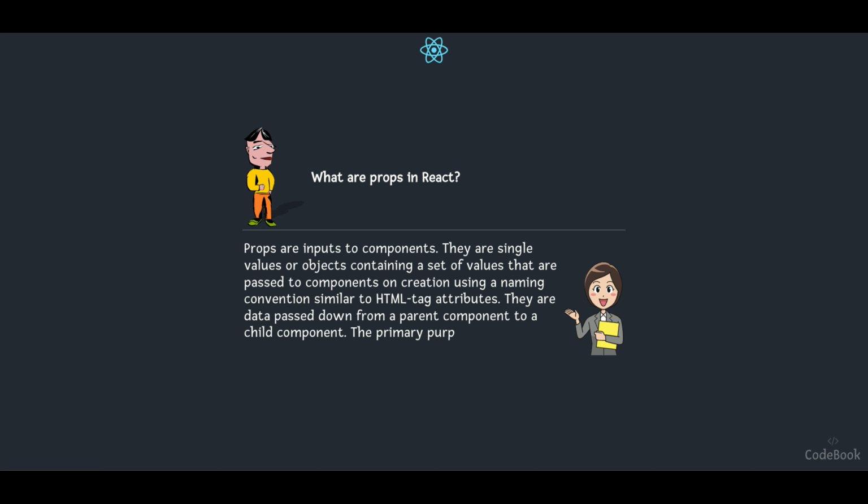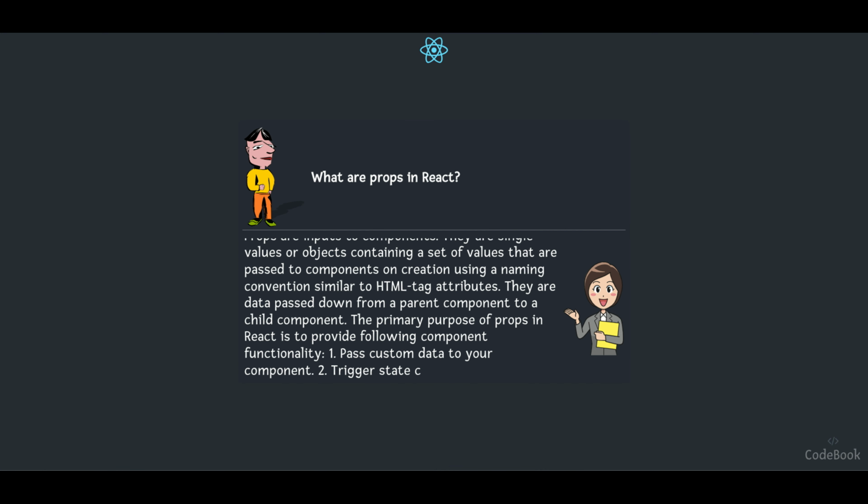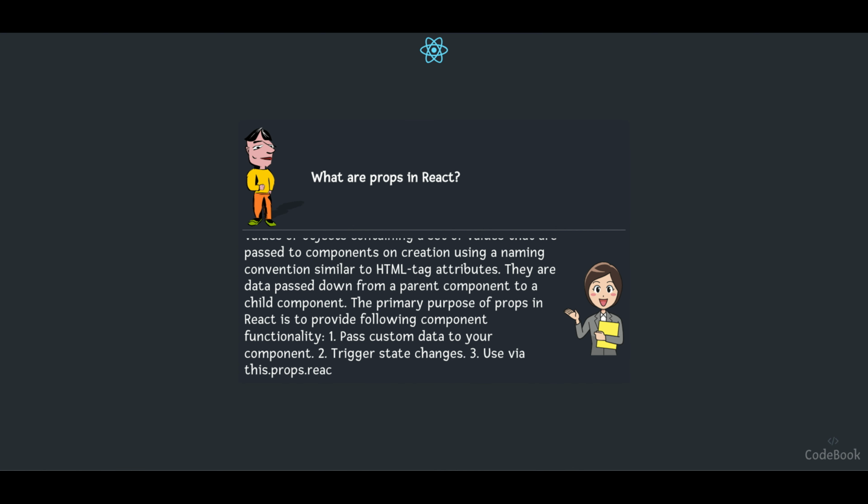The primary purpose of props in React is to provide the following component functionality. 1. Pass custom data to your component. 2. Trigger state changes. 3. Use via this.props.reactProp inside the component's render method.